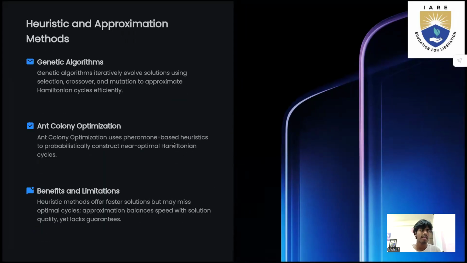In heuristic and approximation methods, we have genetic algorithms, ant colony optimization, and benefits and limitations. Let's go on. The first one is genetic algorithms. Genetic algorithms iteratively evolve solutions using selection, crossover, and mutation to approximate Hamiltonian cycles effectively. Ant colony optimization uses a pheromone-based heuristic to probabilistically construct near-optimal Hamiltonian cycles. The benefits are faster solutions, but they may miss optimal cycles. Approximation balances speed with solution quality, yet lacks the guarantee.